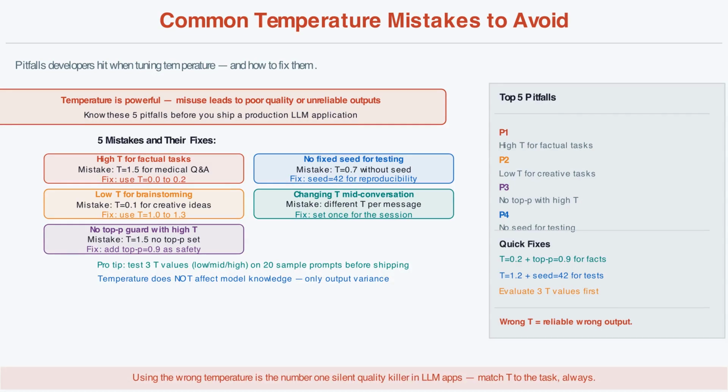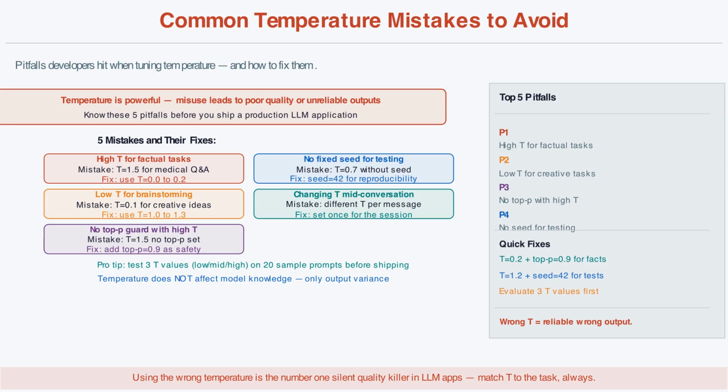Mistake 1: using high temperature for factual tasks. Setting T to 1.5 for a medical question answering system will give you creative but wrong answers. The fix: use T between 0 and 0.2 for anything requiring accuracy. Mistake 2: using low temperature for brainstorming. T equals 0.1 kills all variety, you get the same idea every time. The fix: use T between 1 and 1.3 for idea generation.